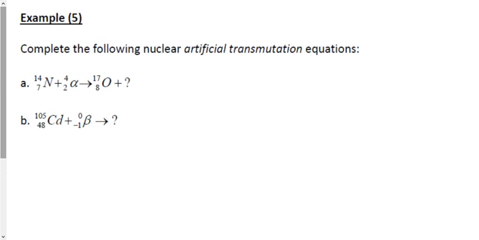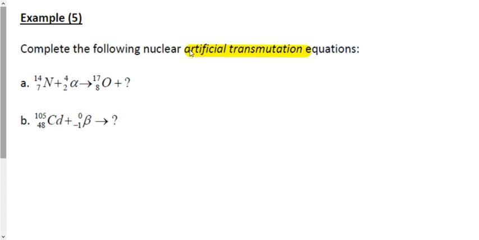And last example, and we are done. Complete the following nuclear artificial transmutation. Listen, we talked about radioactivity yesterday and earlier today. We said that radioactivity can result in transmutation, but there's other things that can result in transmutation as well, including some things that we can cause. It's not radioactivity, but it still results in transmutation.